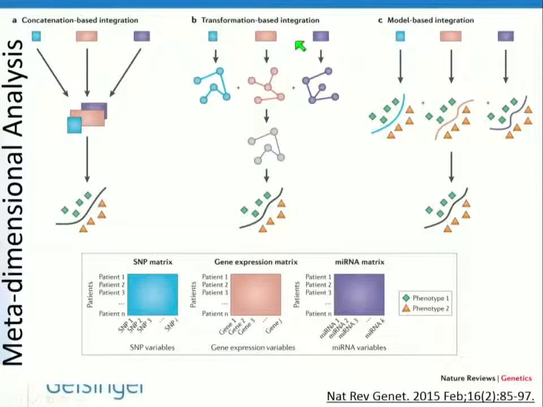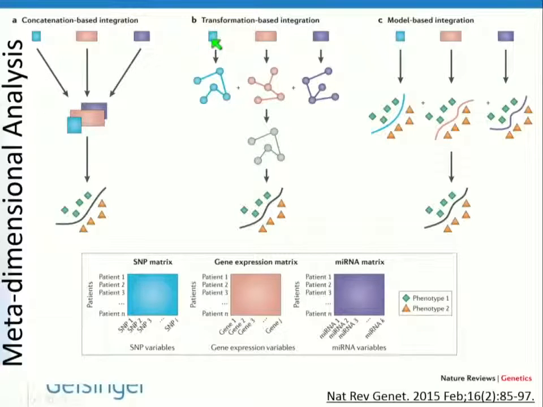The next would be a transformation-based integration. This is where you would take each of the data types and map them individually to some other space, so do some sort of transformation of the data, and then combine them. I think that the work that Philip talked about, I would project is a transformation-based integration.